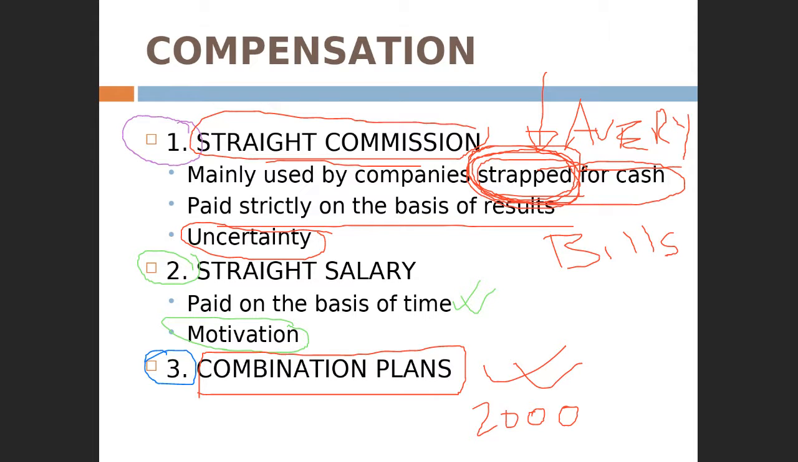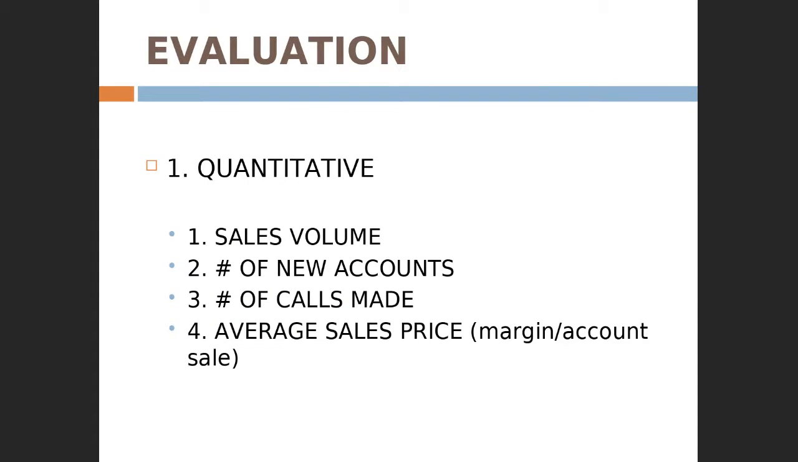So if you don't have any questions, let's move forward and look at evaluations, quantitative evaluation, and then of course, qualitative evaluation. These are the four ways in which we assess salespeople performance. You look at the sales volume produced by this individual. You look at the number of new accounts opened by this individual. You can look at the number of phone calls made by this individual, and then average sales price.